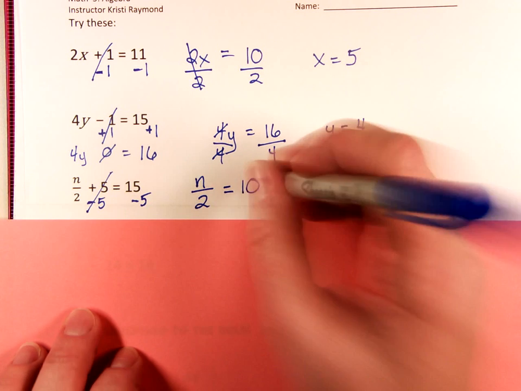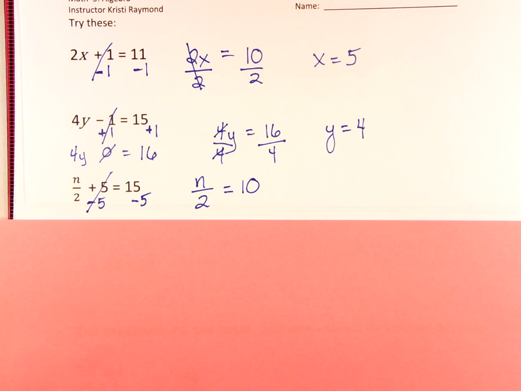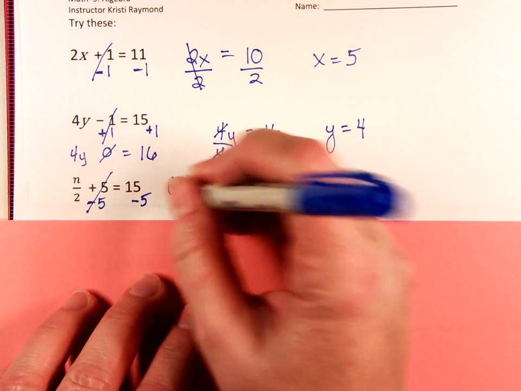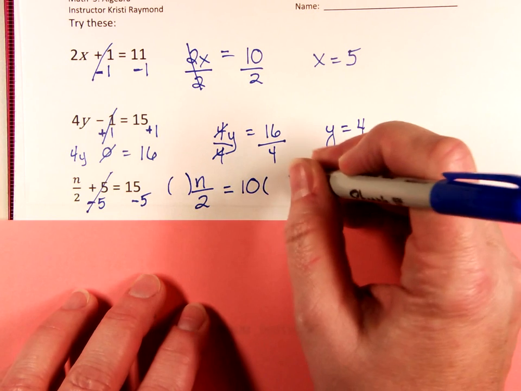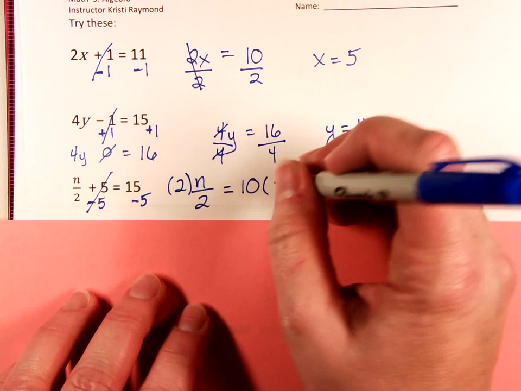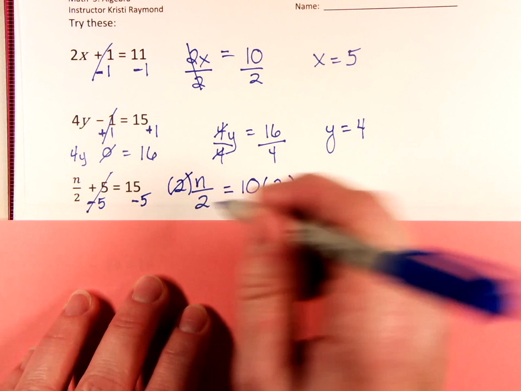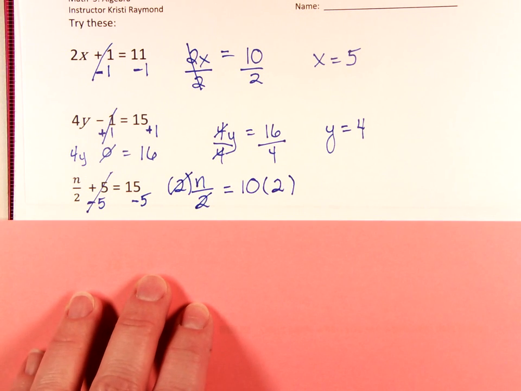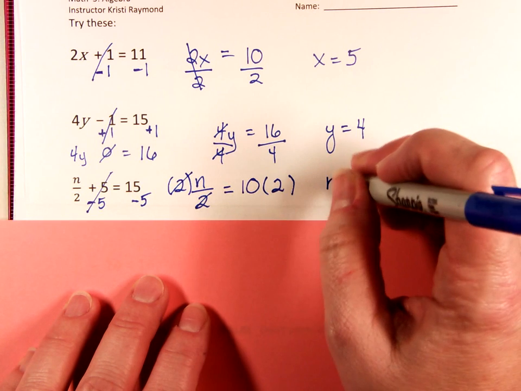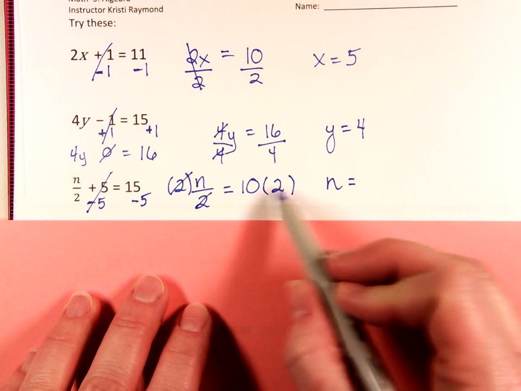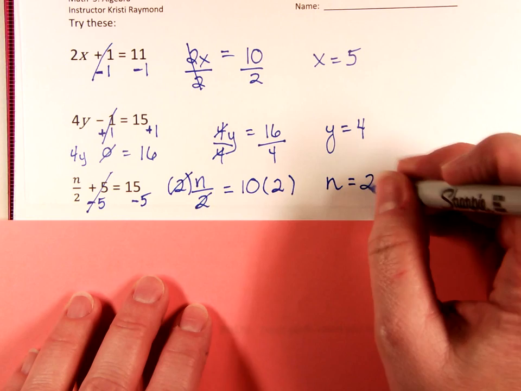Good. Okay, so we got one step done. Now we're down to our last step. It shouldn't look too complicated here. This is division. How do we undo division? Good. Multiply by 2. Very nice. The reason we picked that is because 2 on the top and 2 on the bottom, diagonal like that, can cancel. I'm still going to have n on the left side. 10 times 2 is 20. Good.